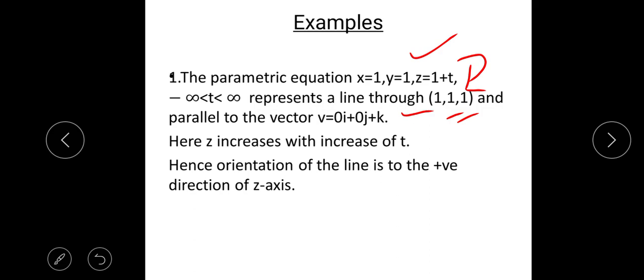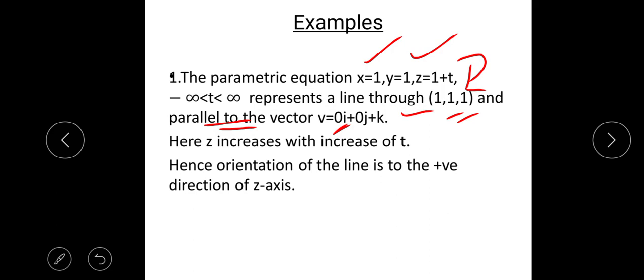And how we'll get the corresponding parallel vector? So in order to get the parallel vector, you consider coefficients of t. From the first equation x, it doesn't contain t. So we can put x is equal to 1 plus 0t, the first equation, so that coefficient of t will be 0. That you can write as the first component.